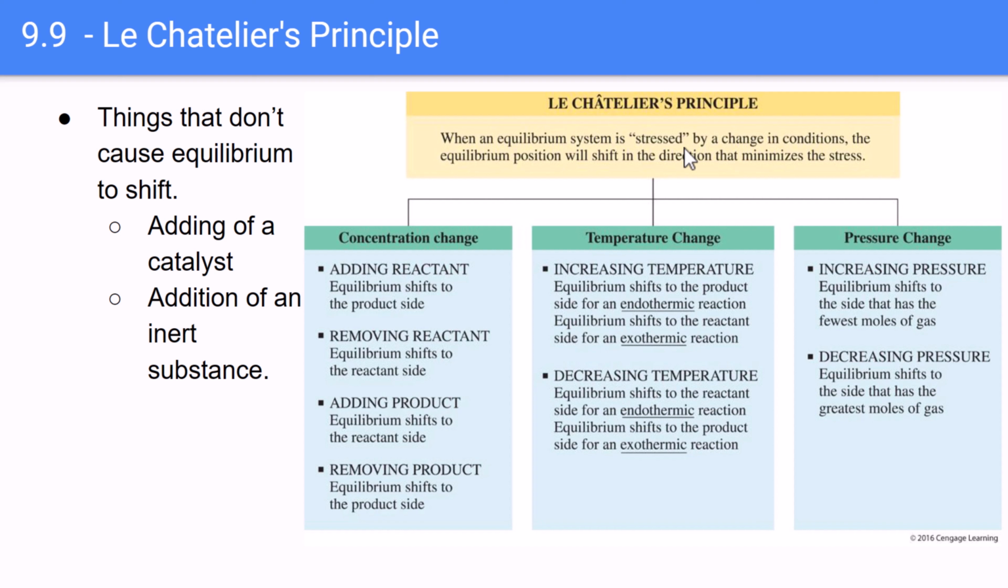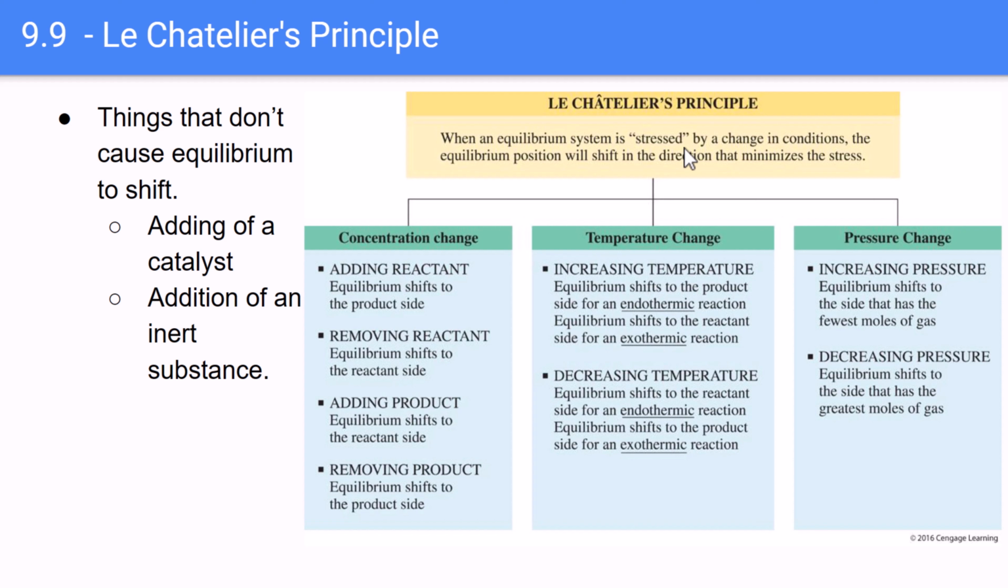So just last couple things before we are done. There are a couple of things that we can add or change that do not cause a shift in chemical equilibrium. One of those is by the addition of a catalyst. A catalyst will speed up the rate of a chemical reaction, but will not have an impact on the equilibrium position. So if you do see the addition of a catalyst as part of this, then it does not have an impact on chemical equilibrium.